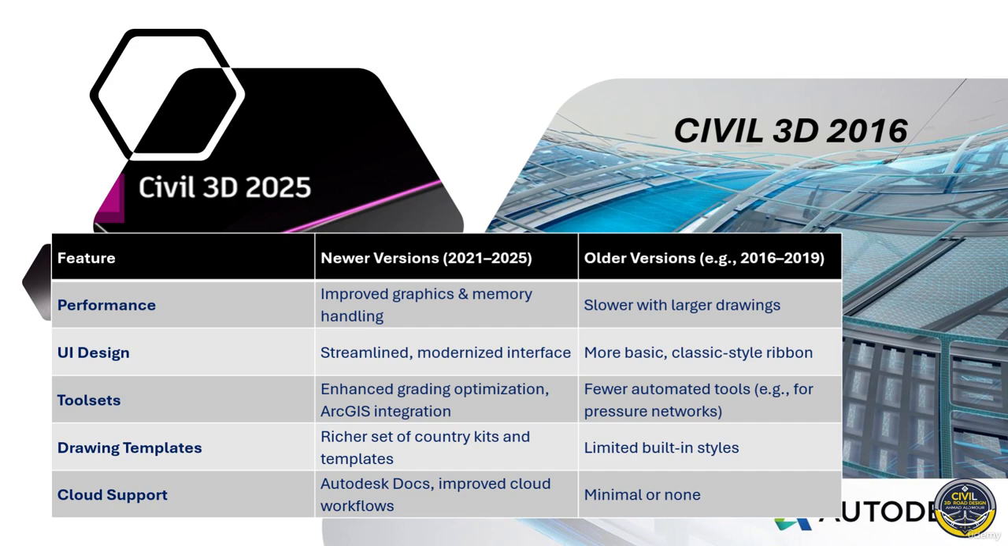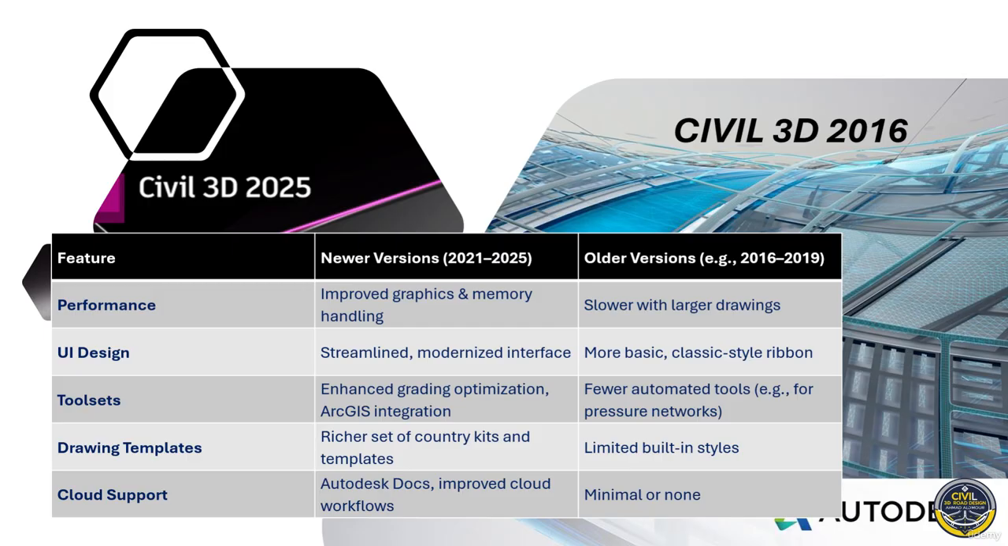Understanding old version and new Civil 3D version. Civil 3D is always evolving while the core concept stays the same. Each version brings performance, UI, and feature enhancement. Main difference between new version 20 to 25 and old version 16 to 19.